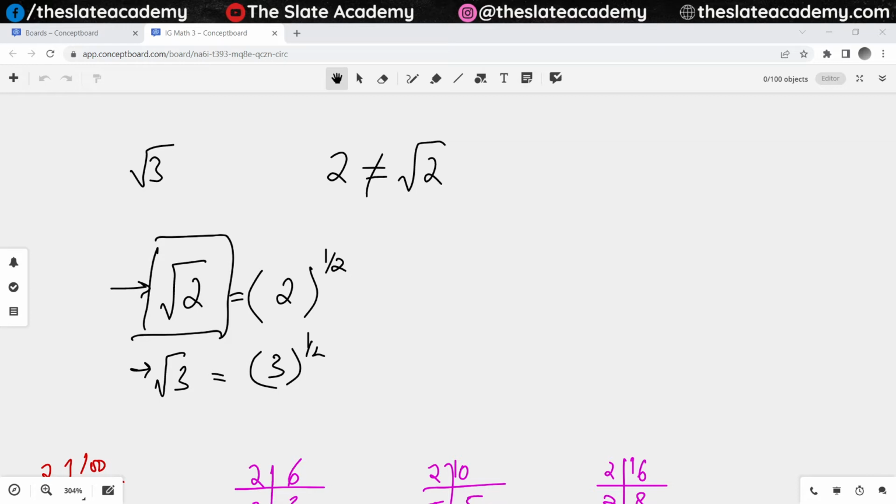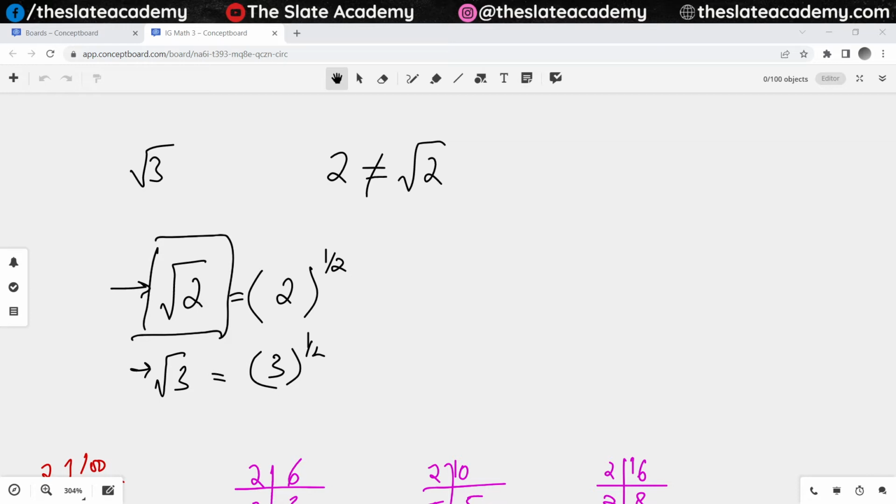You can check it on your calculator right now if you have it with you. If you write root 2 on your calculator, what's the answer that you get? And if you write 2 to the power 1 over 2, you should be getting the same answer. Do you have a Casio calculator? You write 2 inside the brackets, no root sign, just 2.